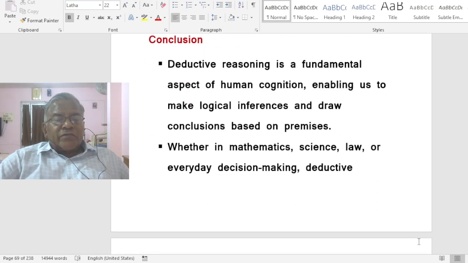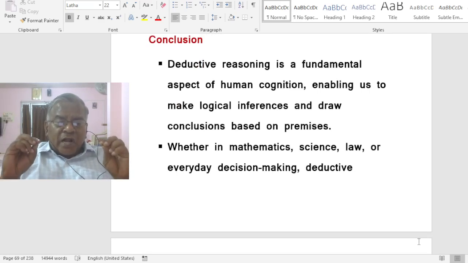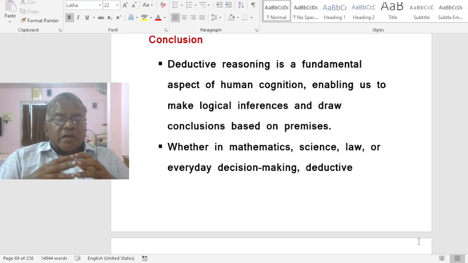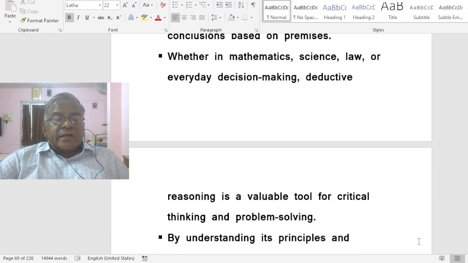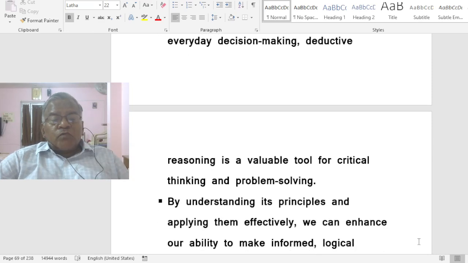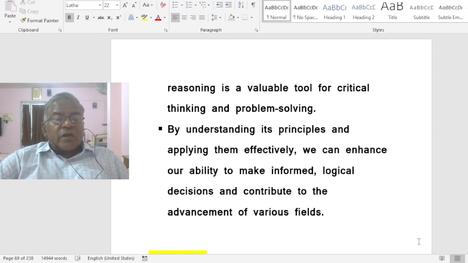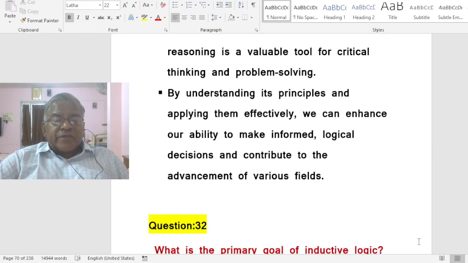Now, how to conclude? We summarize what deductive reasoning is. Deductive reasoning is a fundamental aspect of human thinking and cognition, helping us to make logical inferences and draw conclusions based on premises. Whether in mathematics, science, law, or everyday decision making, deductive reasoning is a valuable tool for critical thinking and problem solving. By understanding the principles and applying them effectively, we can enhance our ability to make enlightened, logical decisions and contribute to the advancement of various fields.